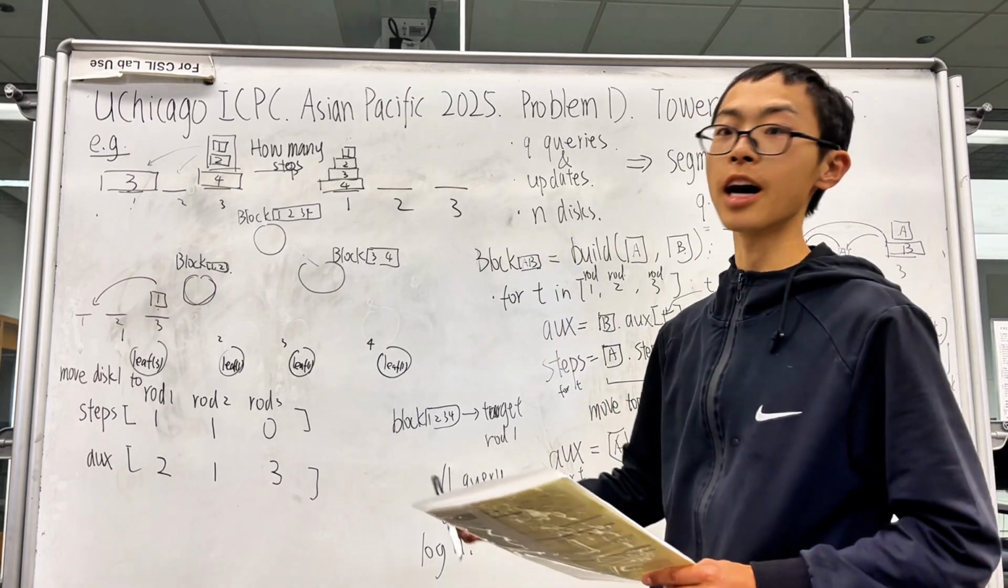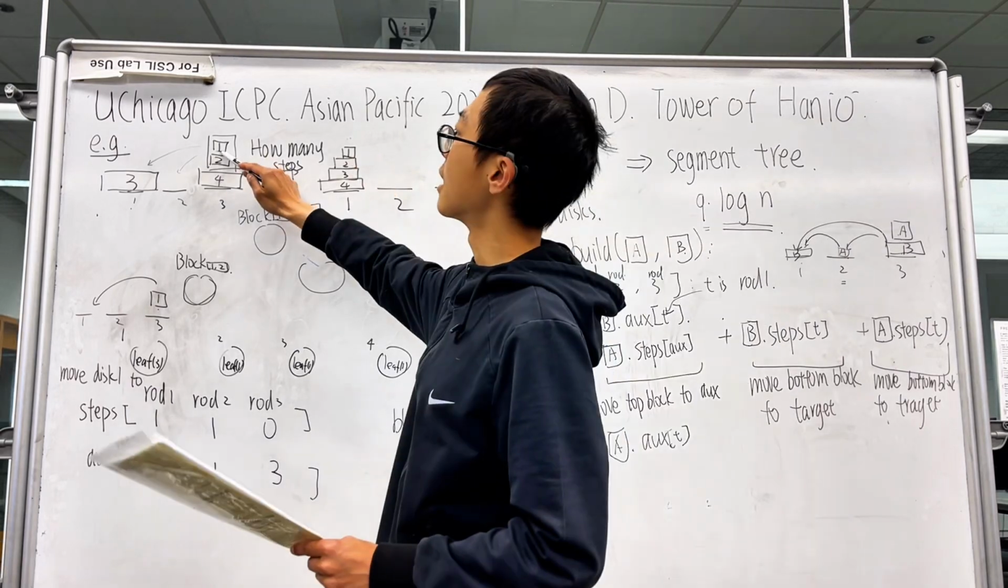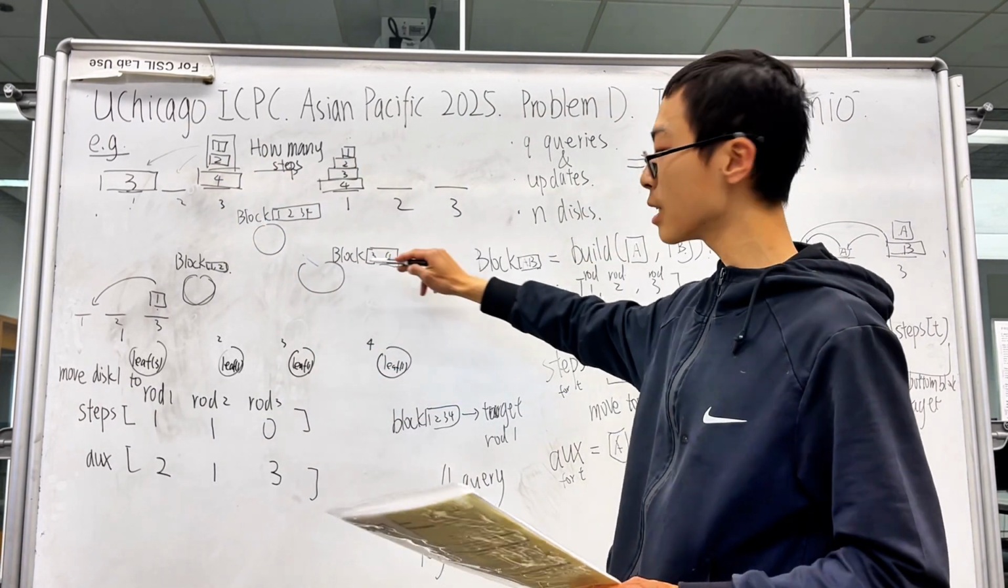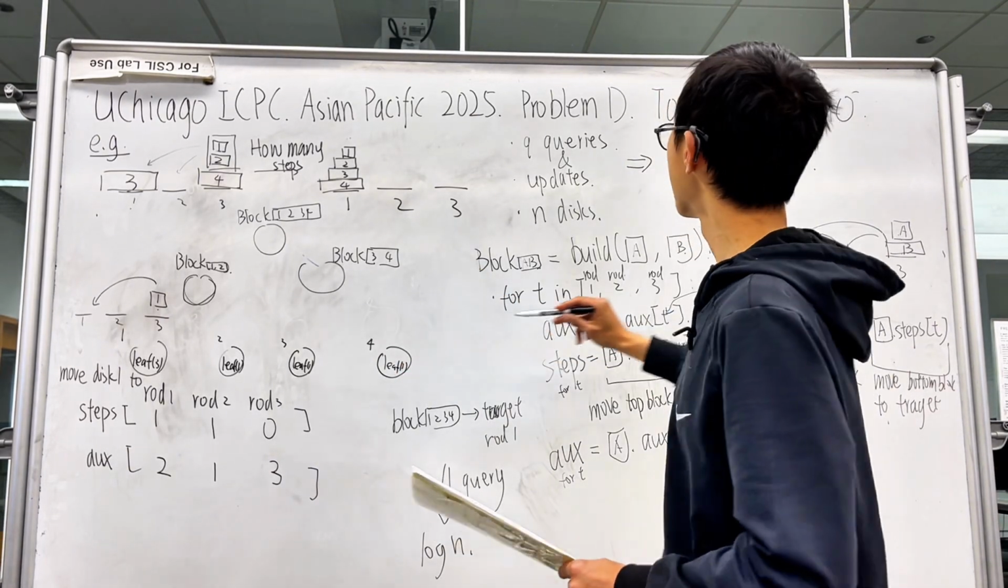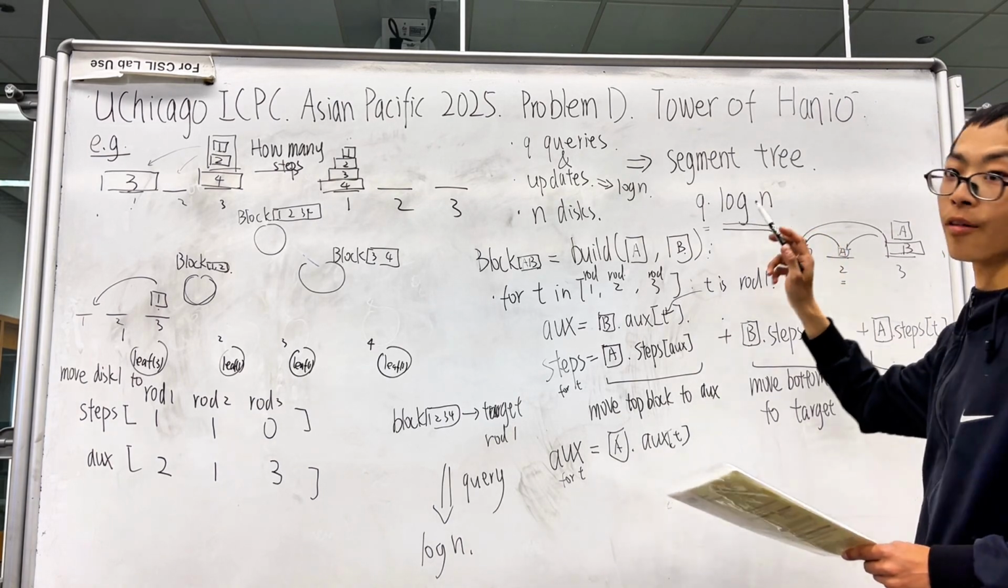And also updating a leaf node, such as shifting this to another location, we will just traverse half of the tree, which will also be log n. And that is how we achieve the log n for each query.